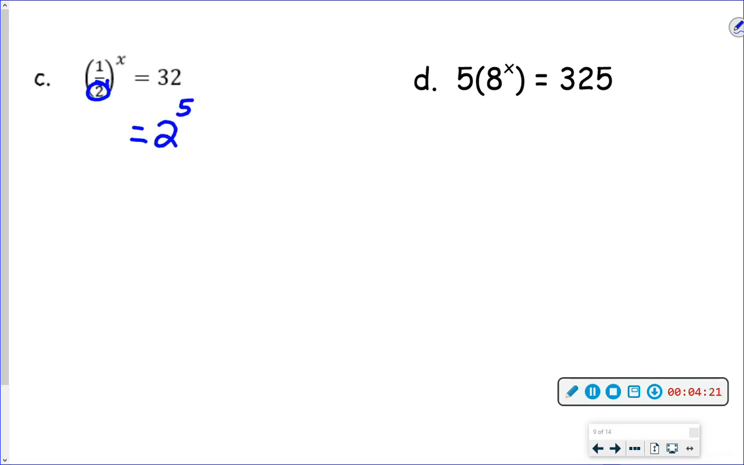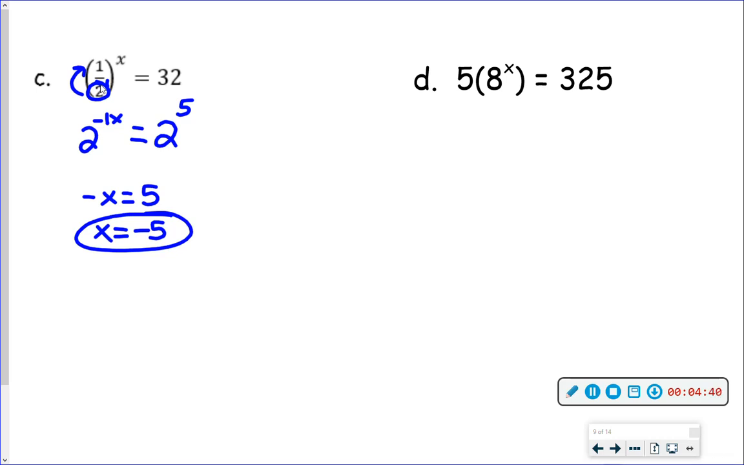Now, I'd like to get that 2 in the left side out of the denominator. I want to move it up top. So then I'm going to change the exponent to -1. And of course, we still have the x there. And as always, I'm setting my exponents equal to each other. I'm just going to switch the signs on either side. X equals -5.